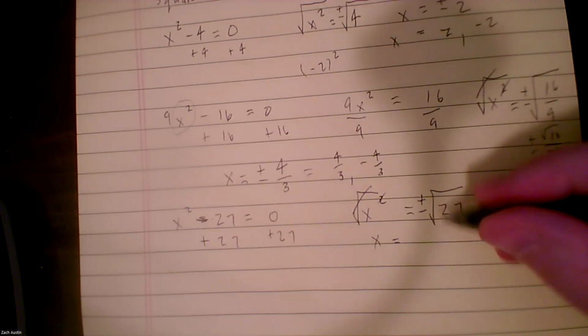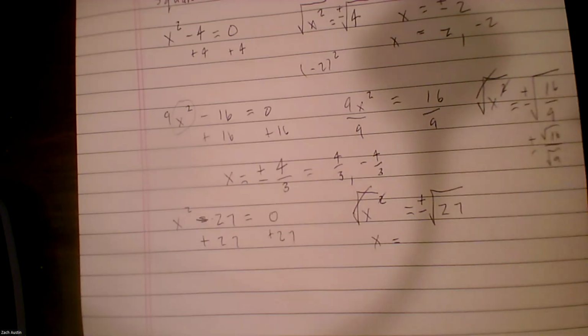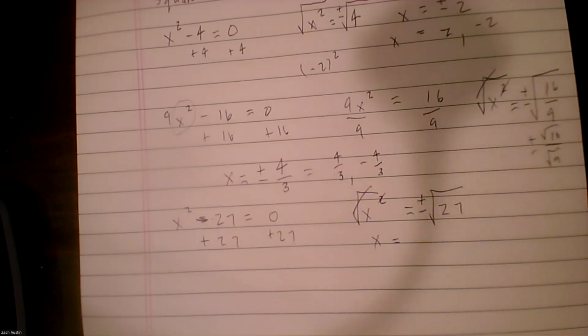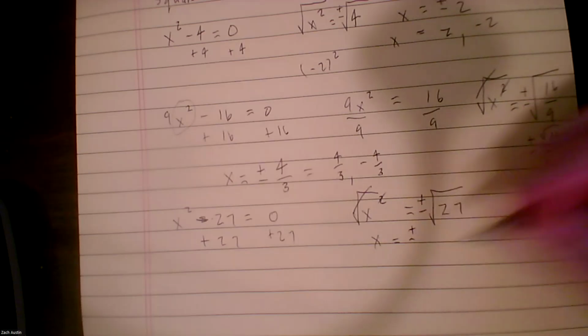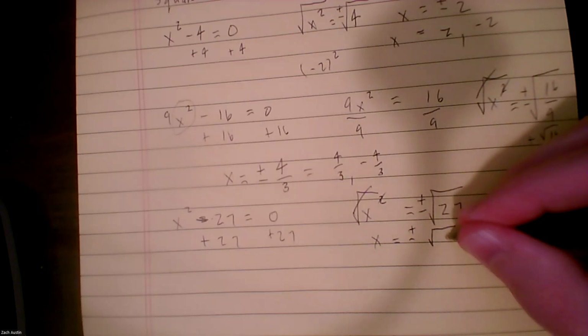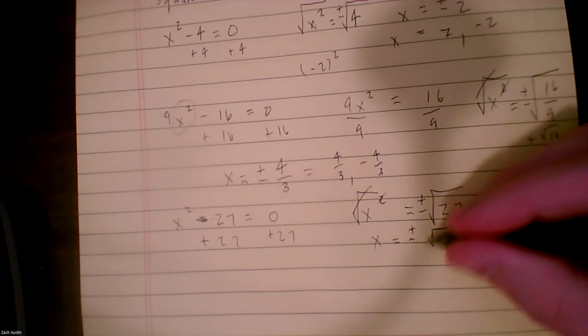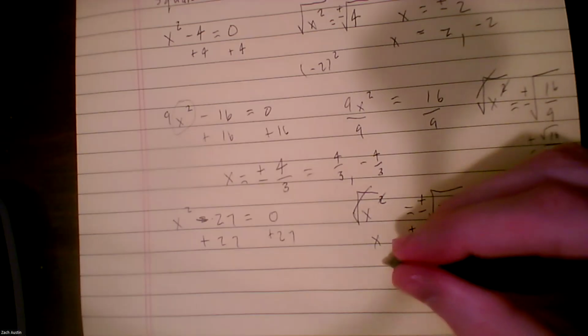But what we need to do in order to get this answer correct is we need to try to simplify this radical. 27 is not a perfect square, but the number 9 is, right? So 27 is the same thing as 9 times 3, and 9 is a perfect square number. So we can rewrite this as the square root of 9 times the square root of 3. Why is this important? Well, because we can simplify the square root of 9.